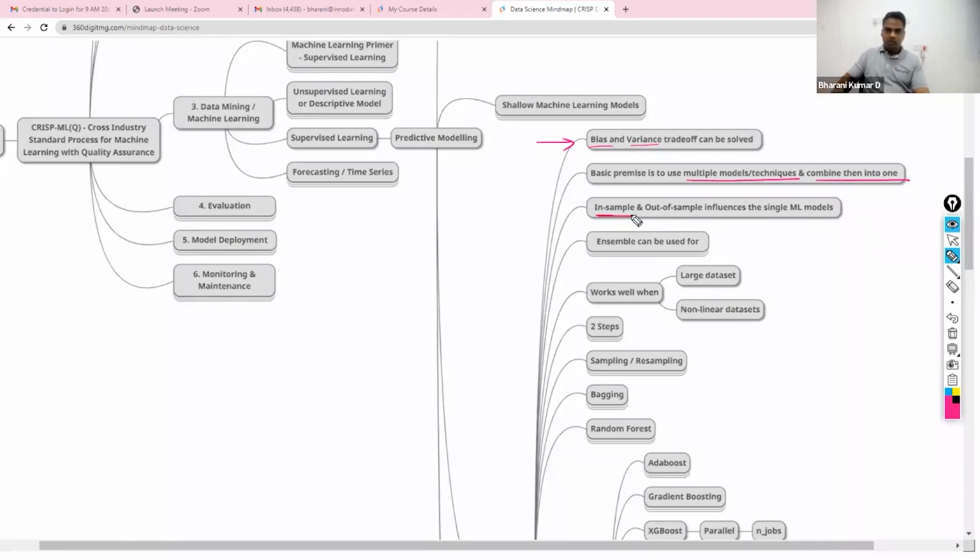In sample means the data which is in training, which is used to train your model. Out of sample is that data which is not in your training, which is test data. In sample is also called as in bag. Out of sample is also called as out of bag, which is also called as OOB.